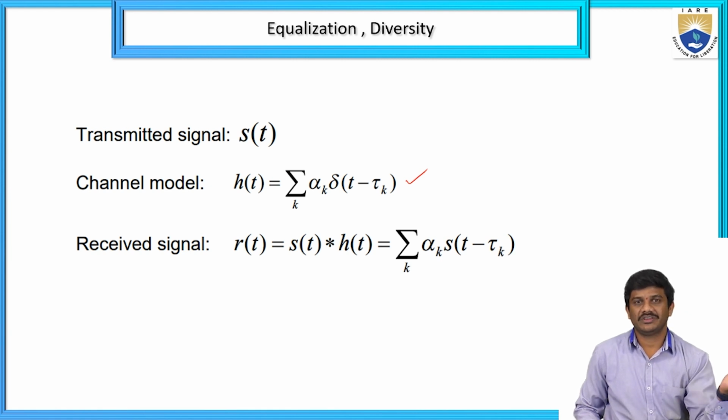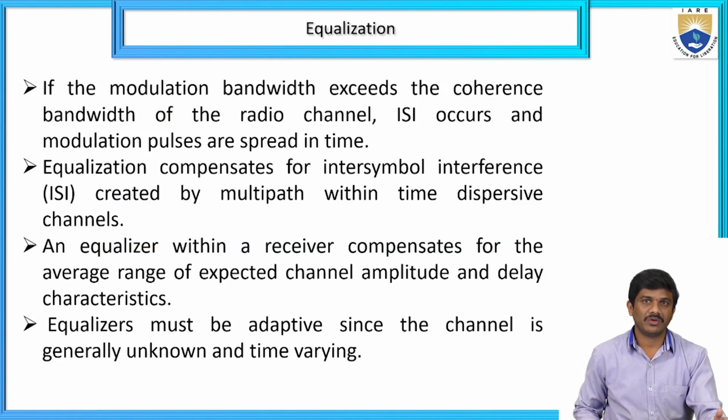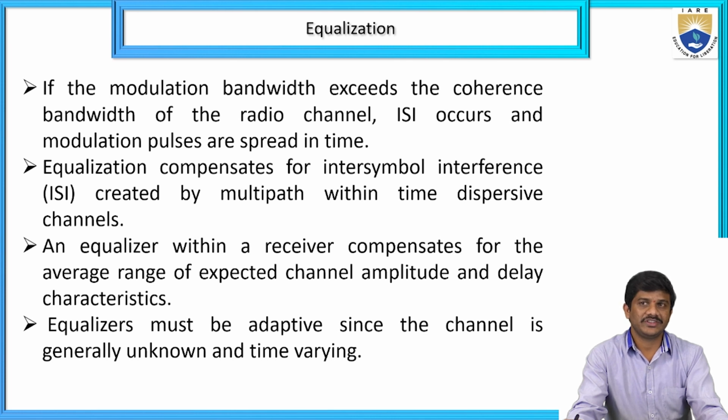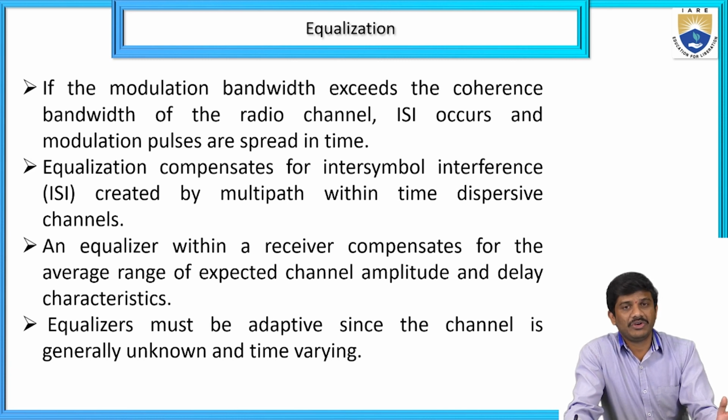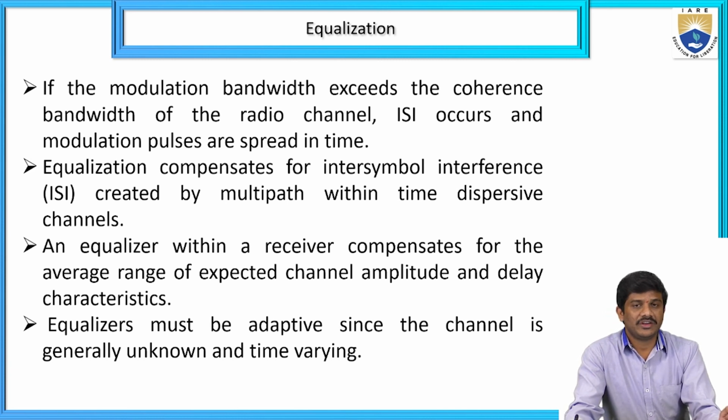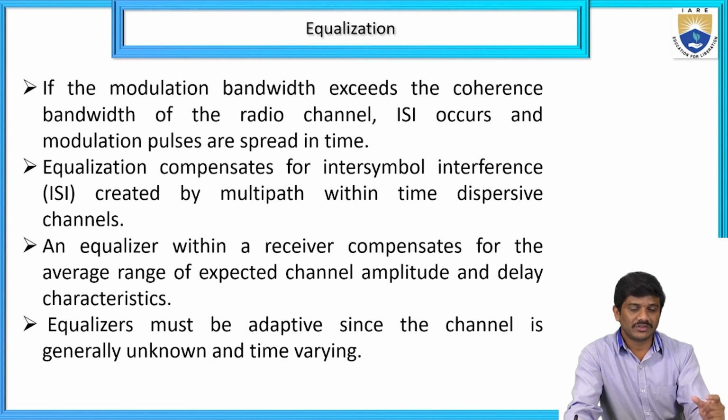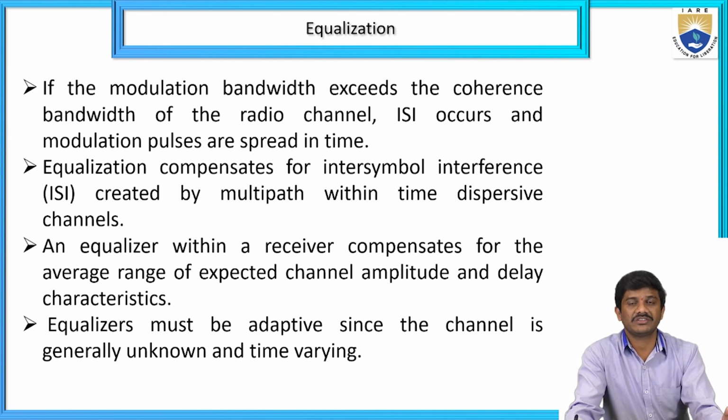In communication, if the modulation bandwidth exceeds the coherence bandwidth of the radio channel, intersymbol interference occurs. The modulation pulses are also spread in time. Actually, we go with equalization. What is equalization? It mainly compensates the intersymbol interference. Here the intersymbol interference occurs when the modulation pulses spread in time. That is the problem in intersymbol interference: it exceeds the coherence bandwidth.